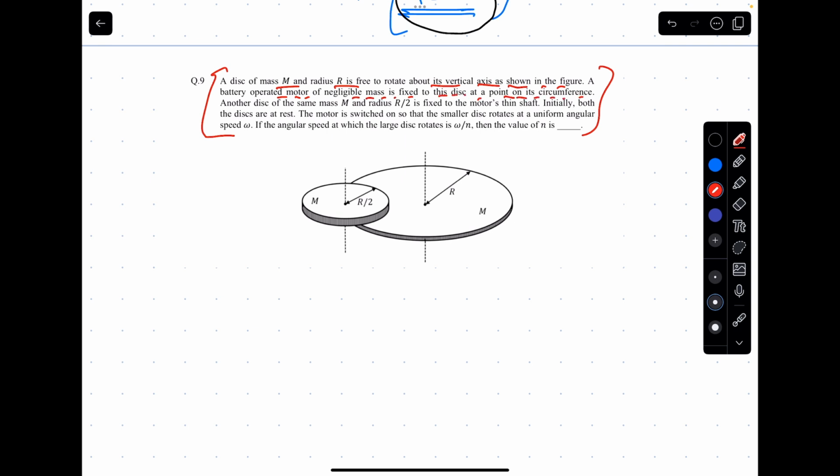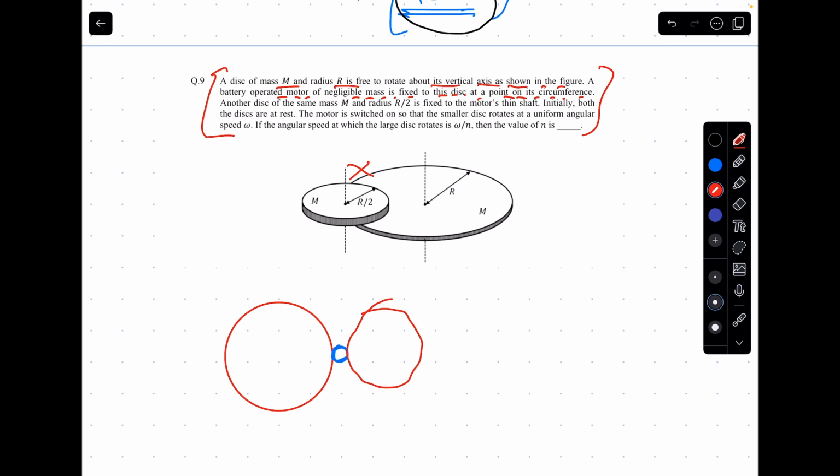So what I was thinking is, this is the top view of the disk. So this is the disk, and there is a motor over here. A motor will certainly have a shaft. So this is the shaft of the motor. Now another disk of mass m and radius r is fixed to the motor's thin shaft. So I was thinking that this should not be the diagram. The diagram should be something like this.